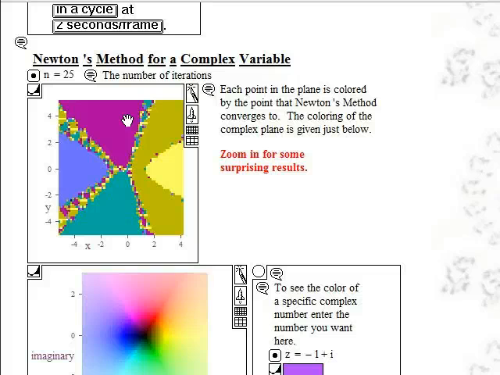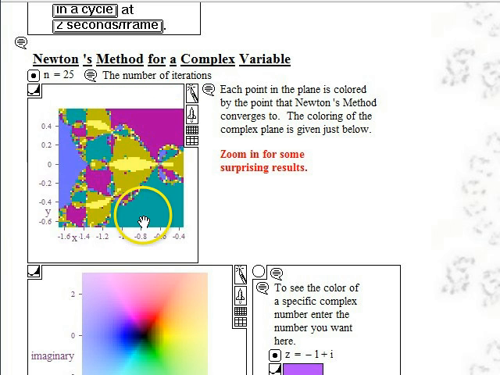Now, I want to zoom in a little bit. There's some interesting things happening in between these regions. So I'm going to zoom in here and see. It looks kind of blocky because I don't have the resolution up very high, because it takes longer to calculate.